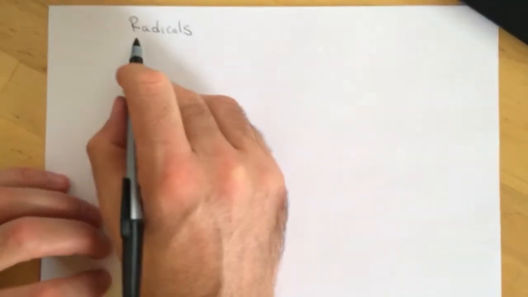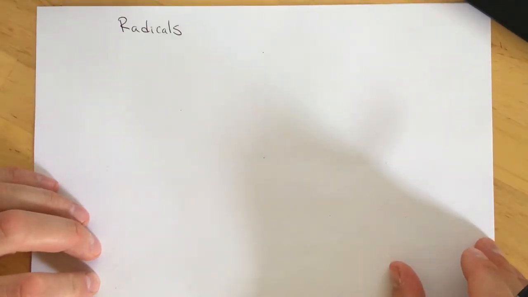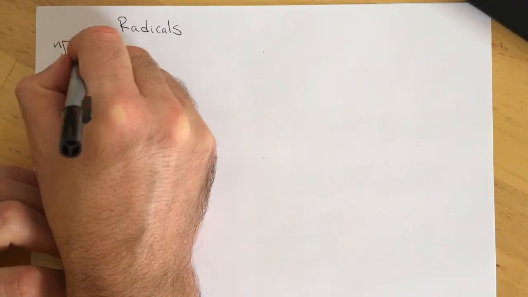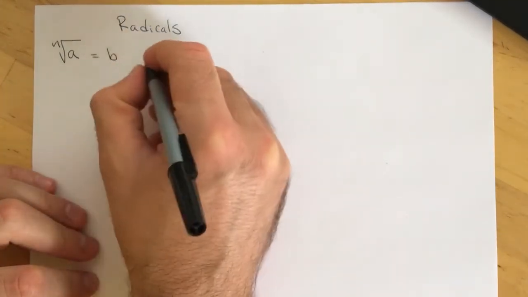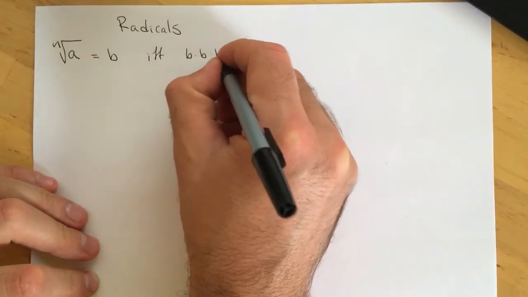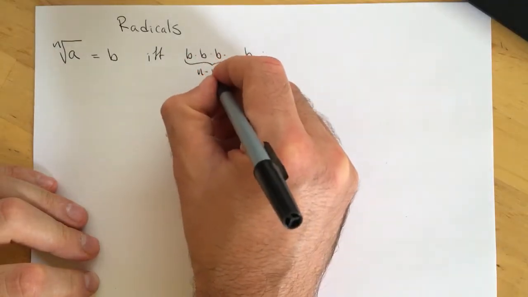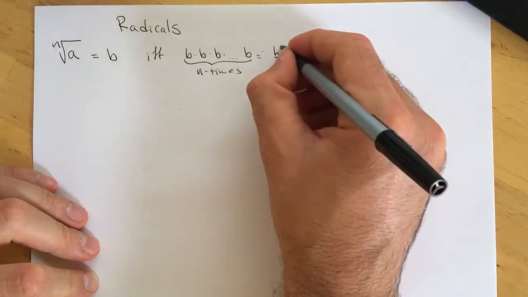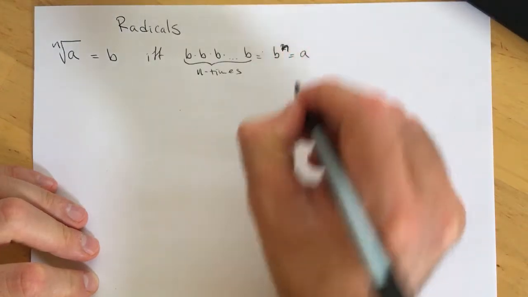Okay, in this video we will go very quickly over radicals or radical expressions. So let's start. What is the nth root of a? How do we define the nth root of a? The nth root of a is equal to b if and only if b times b times b times b, n times, which can be written as b to the exponent n, is equal to a.